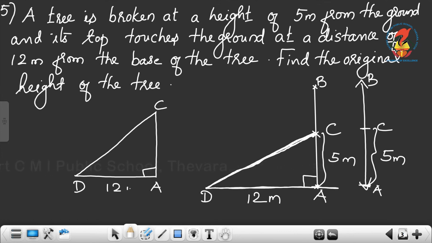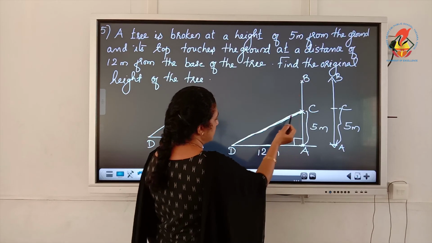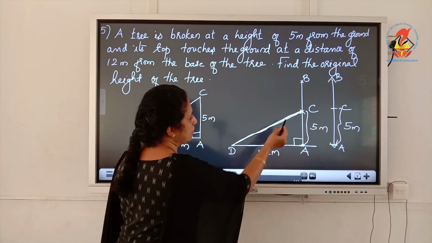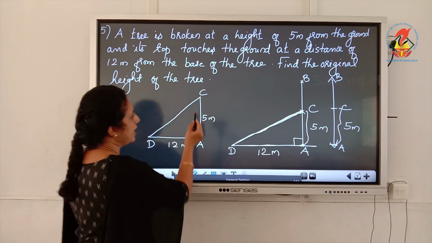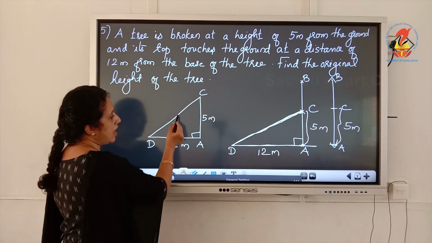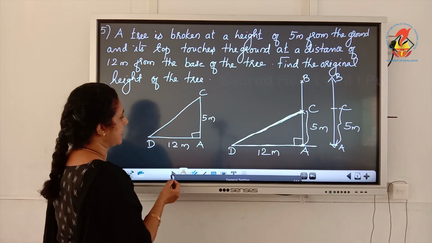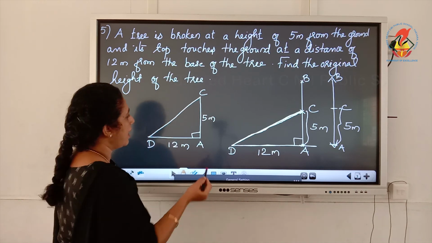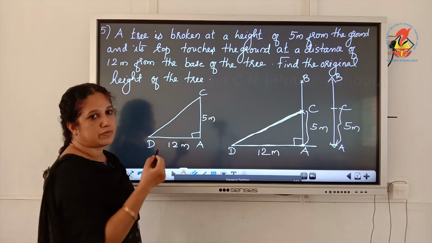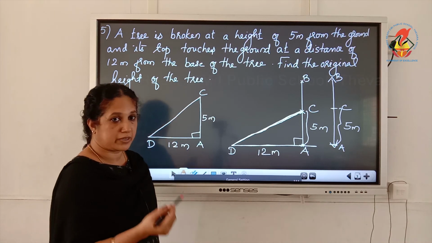DA equal to 12 meters and AC equal to 5 meters. The height of the tree means AB, and AB equal to AC plus CB, and CB assumes the position CD. So, we have to find the length of CD, and CD is the hypotenuse of the right angled triangle DAC, and we can find the length of the hypotenuse using the Pythagoras theorem.